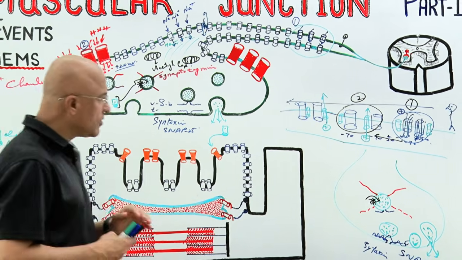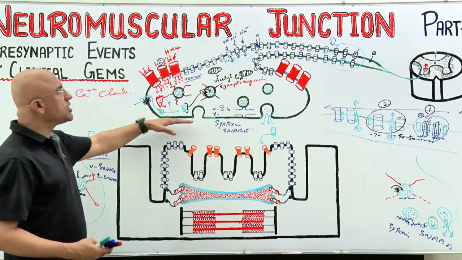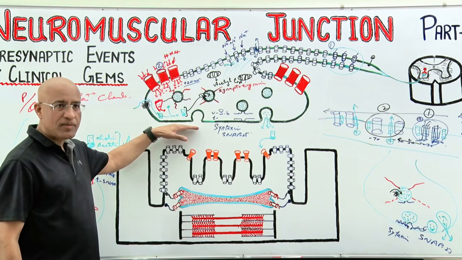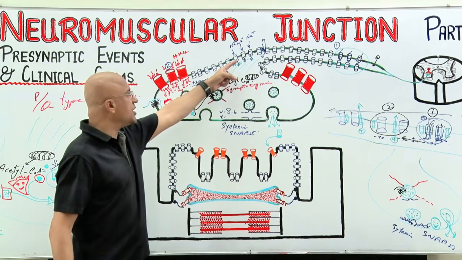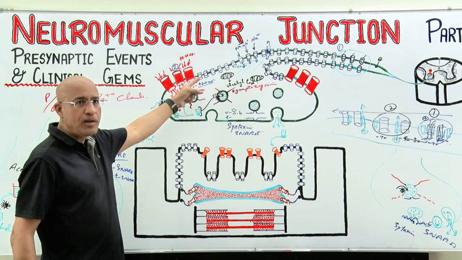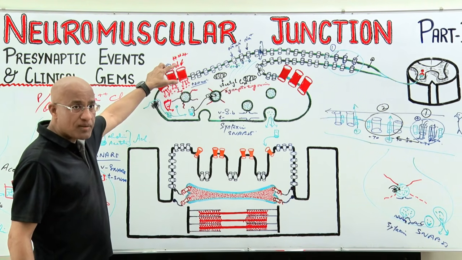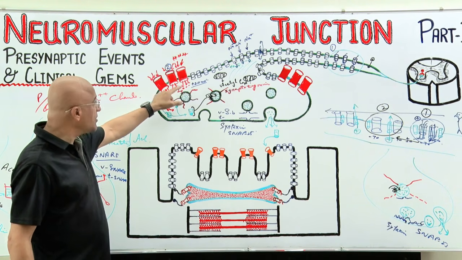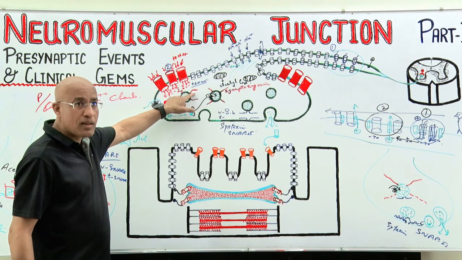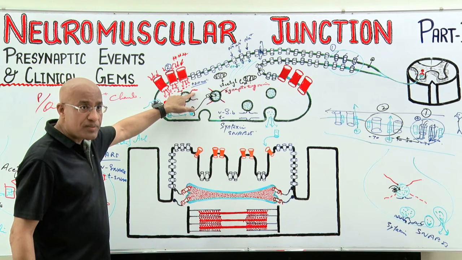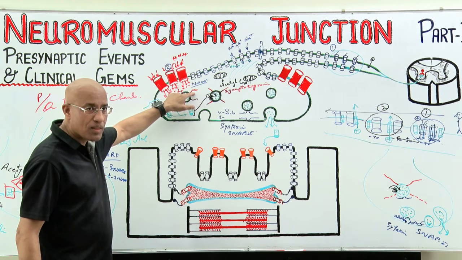Now these are electrical and molecular events which occur presynaptically. I will repeat them in 1, 2, 3 manner. Number 1, arrival of action potential. Number 2, opening of P/Q-type calcium channels. Number 3, calcium influx. Number 4, synaptotagmin is altered in such a way that it does not impair the formation of the SNARE complex.